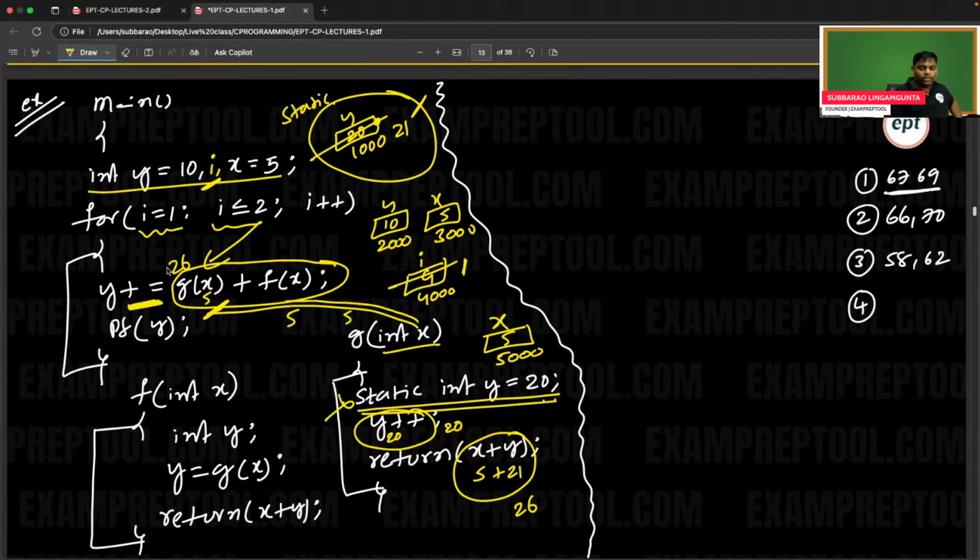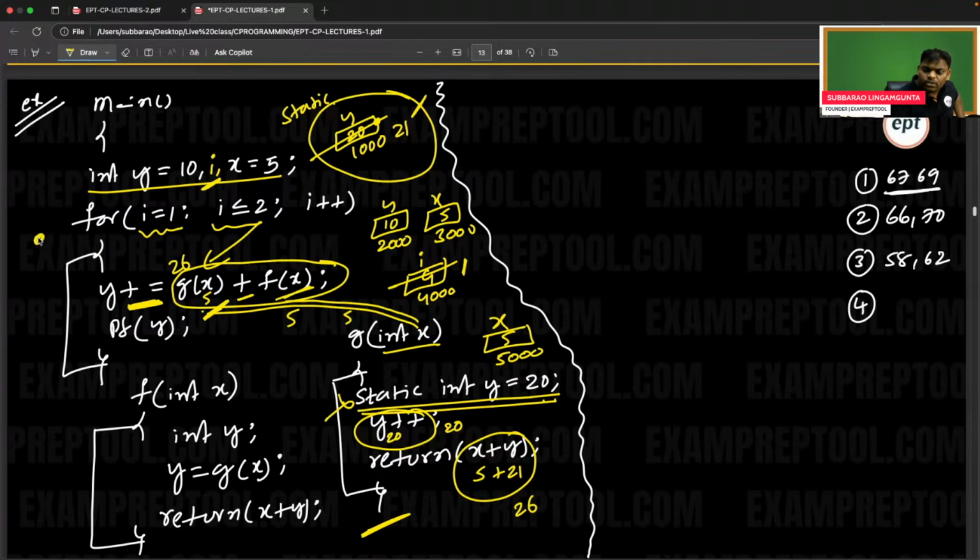This will become 26. Remember, first main is called, main is pushed. Next G is called, G will push. First main, next G. I think the G function is completed. G will pop. When G pops, automatically main will come. In the main, to do this addition, left is required, right is required. Left is available, but right is not available. Go to the right, F of x.